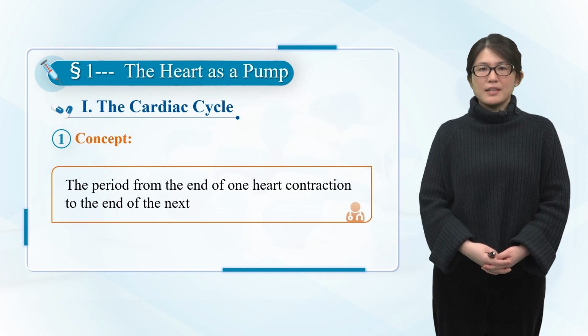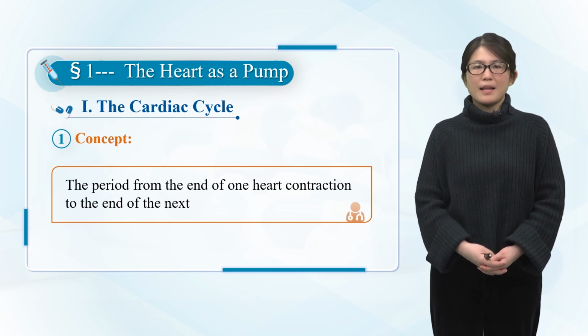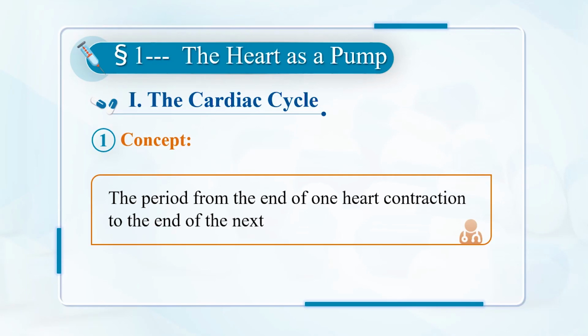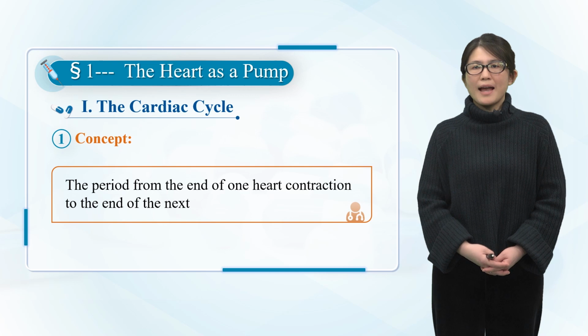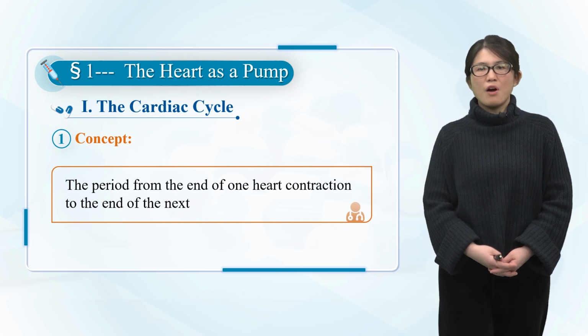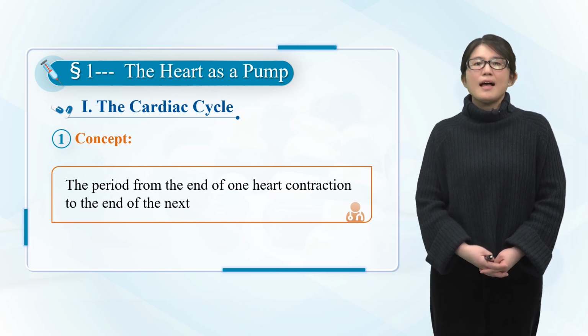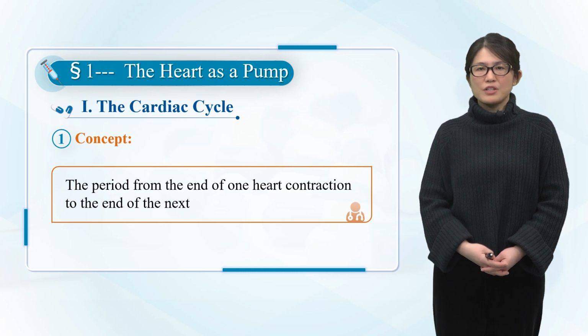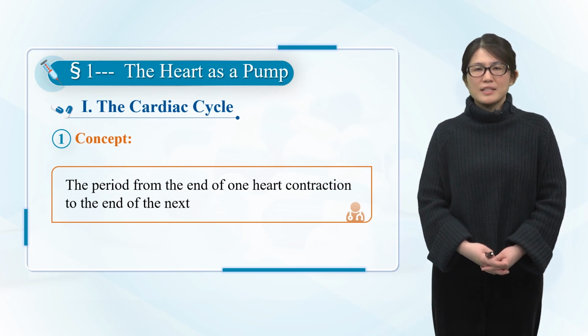The relaxation of the heart returns blood to the heart through the venous system, preparing for the next ejection. When a normal adult is quiet, the heart can pump 5 to 6 liters of blood per minute. A mechanical activity cycle composed of contraction and relaxation of the heart is called the cardiac cycle.